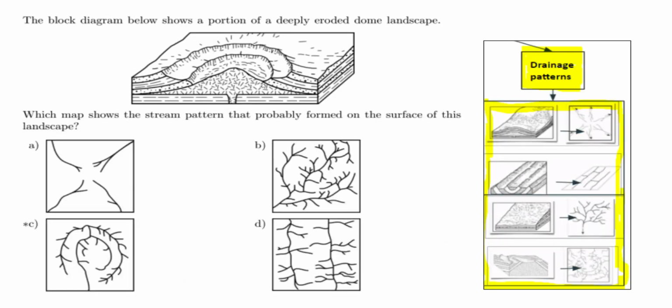So if I have a plateau-like structure where it's a mountain, but the top is kind of circular, my drainage pattern will look like that.